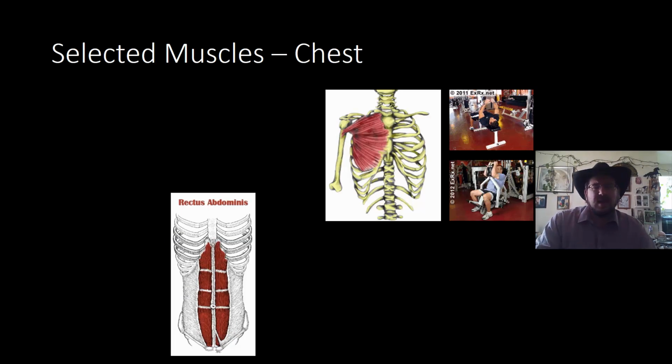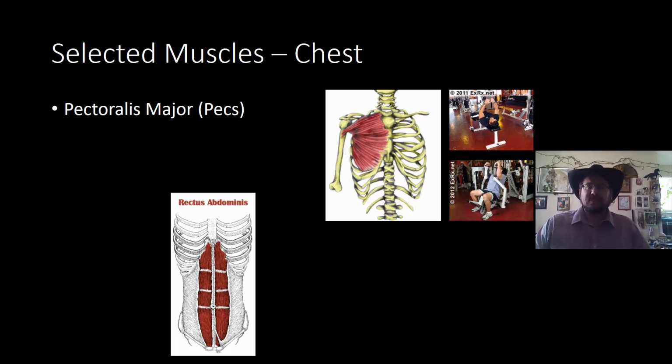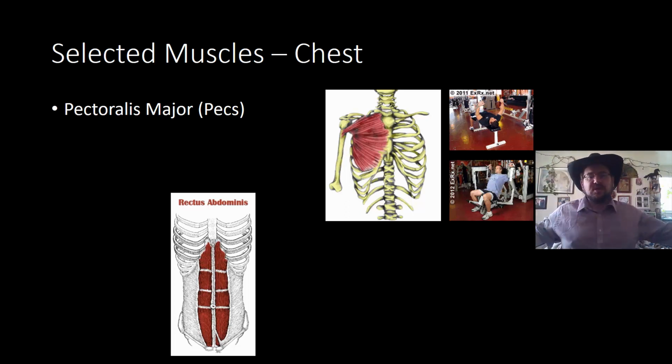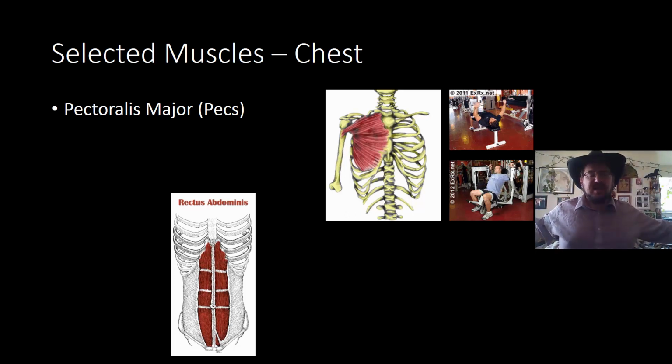All right, let's talk about some awesome chest muscles. The pectoralis major, your pecs, right? Boom. So, the pecs move your arms towards and away from the chest. So when your pecs contract, boom, your arms come to the front. Then when they relax, they go back. So, again, contract, relax.